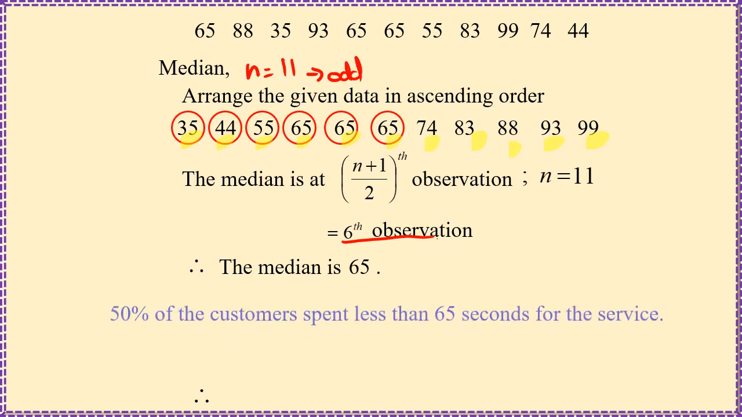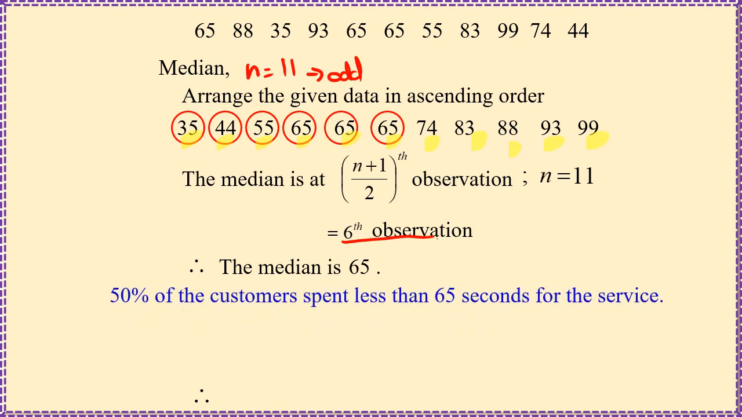And for the next one, to find the mode. Okay, before that, how do we interpret this answer? So median means that it will be in the middle, so 50% before that value and 50% more than that value. So we can conclude that 50% of the customers spend less than 65 seconds for the service. So half of the customers spend less than 65 seconds for the service. Or you can also say that half of the customers spend more than 65 seconds for the service. But usually we use less.